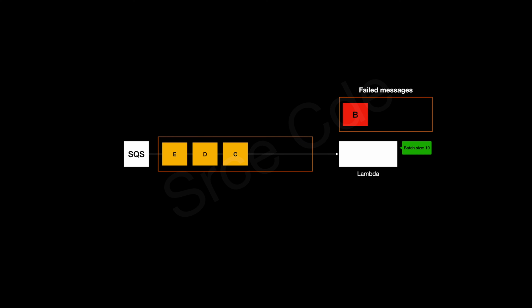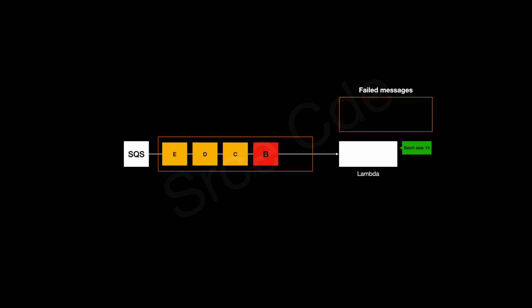and append it to a list, and at the end of the processing we are going to return the message ID back. So what it will do is push message B back to the SQS queue for reprocessing, because we are returning the message ID of message B. That's the reason it's going to keep message B back in the SQS queue for reprocessing.